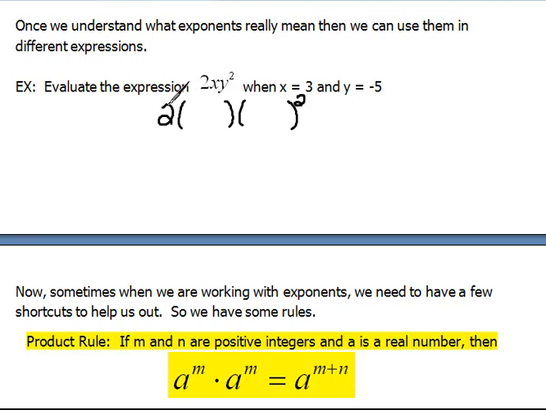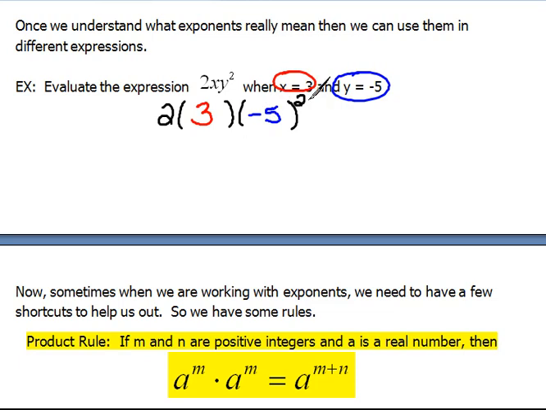So I would write that as 2, and then I'm going to leave a space to replace the x, and then a space to replace the y, and then we have to square that. This helps me to see that the only thing that I'm squaring here is whatever this y value is. The only thing that's being affected by the power is just the y. Now we can begin replacing. Instead of x, they told us to use a 3, and instead of y, they told us to use a negative 5. Now, this is 2 times 3 times negative 5 squared.